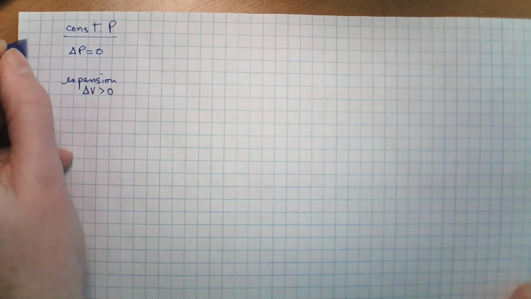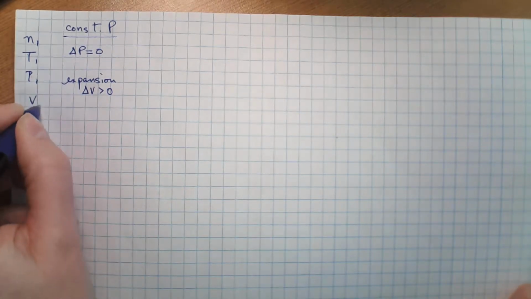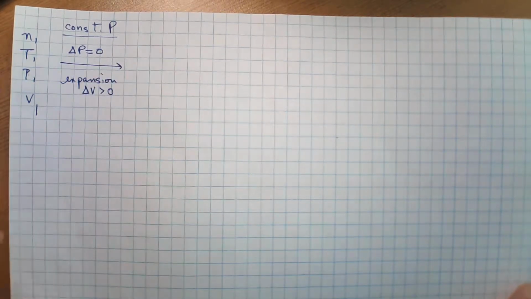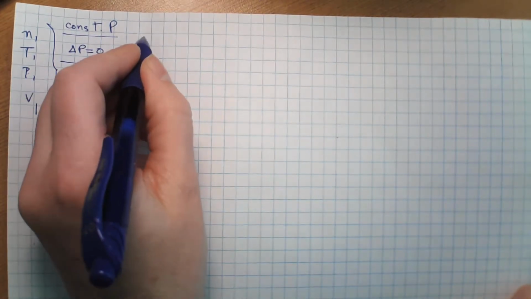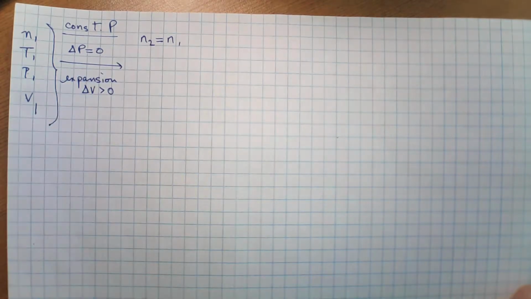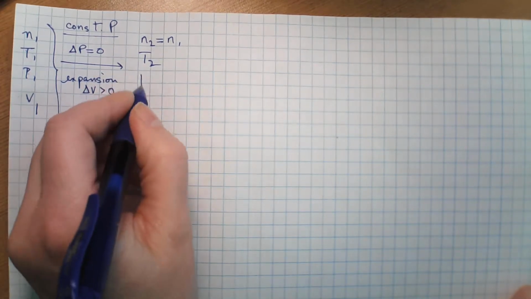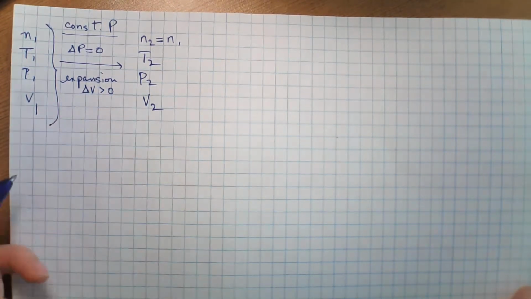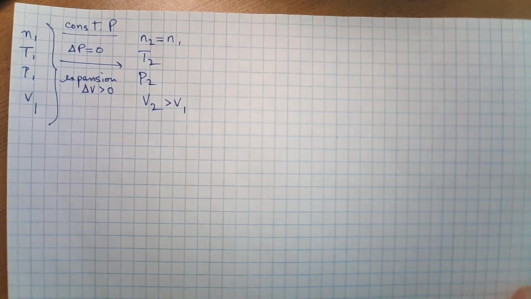So initially I have N1, T1, P1, V1. It's undergoing this change. It's a closed system, N2 equals N1. Just going to write T2 here, and P2 and V2. It is an expansion, so I can say right away that V2 is bigger than V1. It is isobaric, so P2 is equal to P1. And now I'm wondering about the temperature.